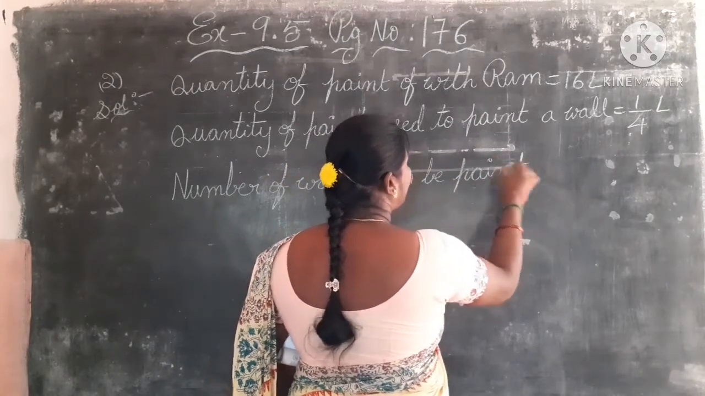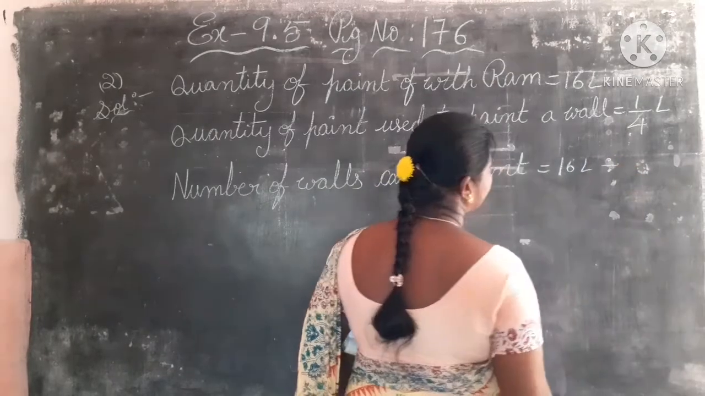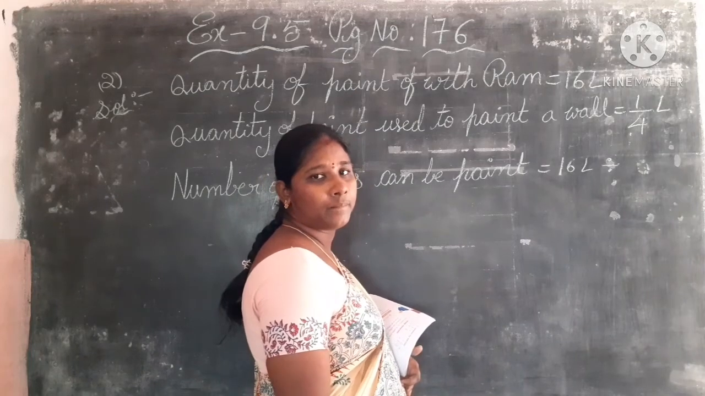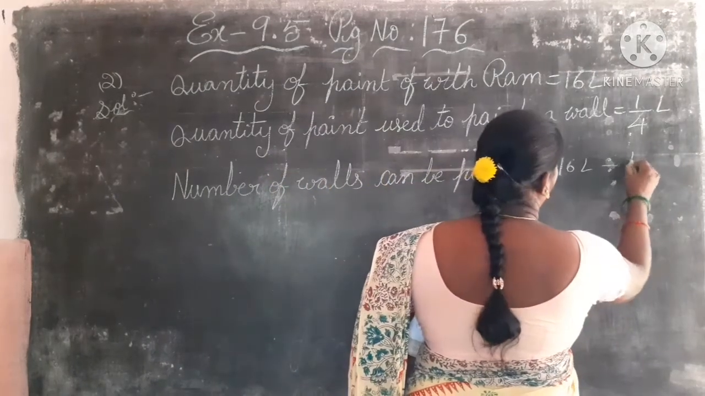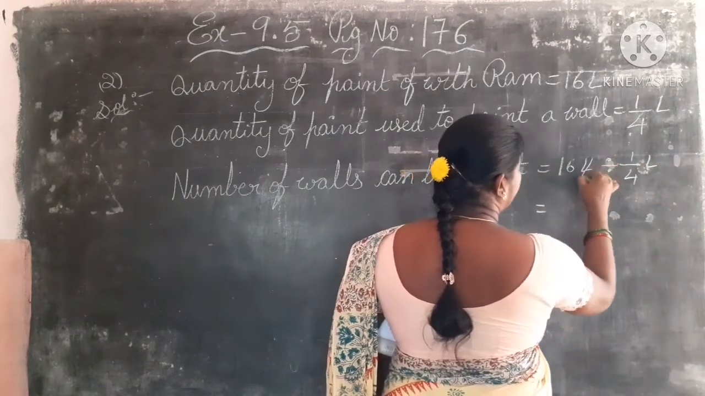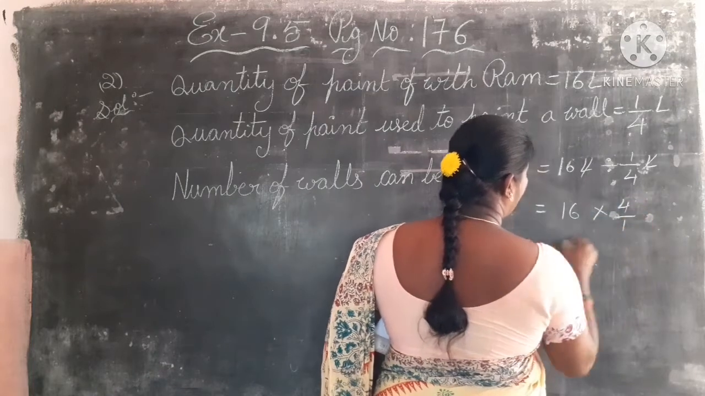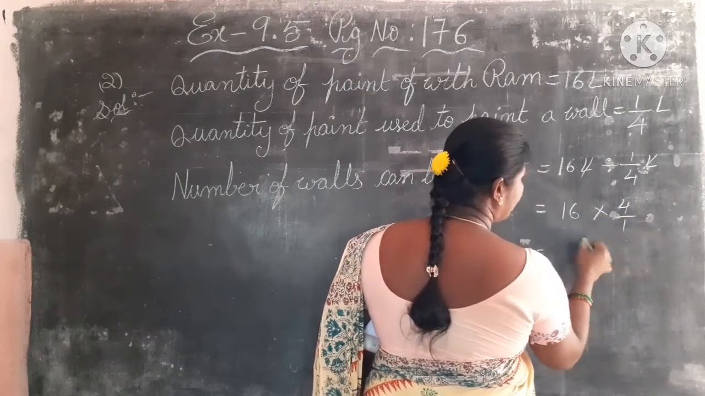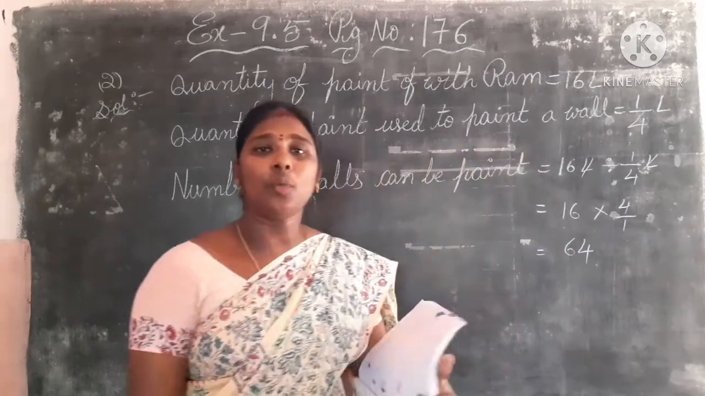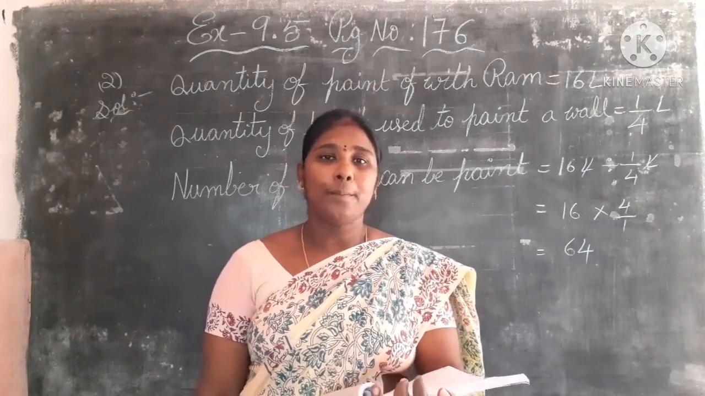So what we have to do? We have to do the division. 16 liters divided by 1/4 liter. So here liter cancels. 16 into 4/1. So 16 into 4/1, there is no value. 16 fours are 64. So 64 walls can be painted using 16 liters of paint.